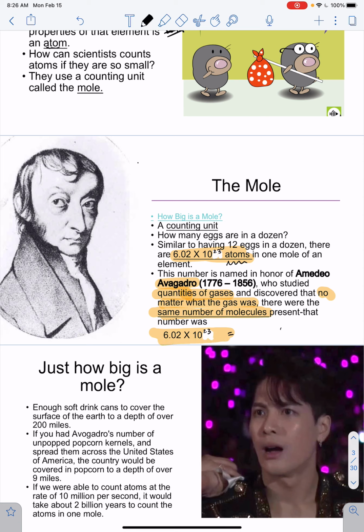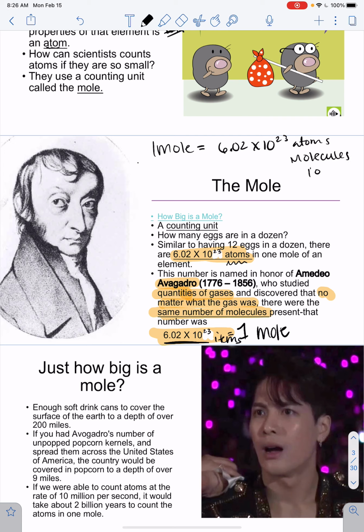So this is the number for the mole. That number is equal to 1 mole. And this can be 6.02 times 10 to the 23rd of anything. It just has to be items. Okay, now don't get that mixed up. 1 mole is 6.02 times 10 to the 23rd atoms. It could be molecules. It could be ions.